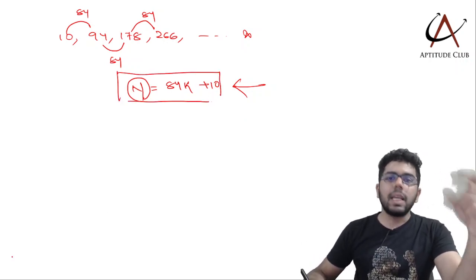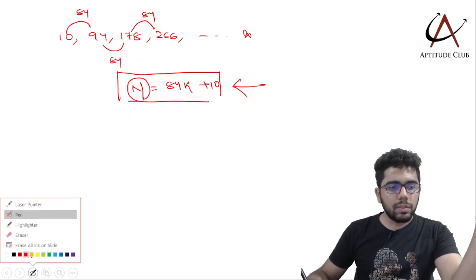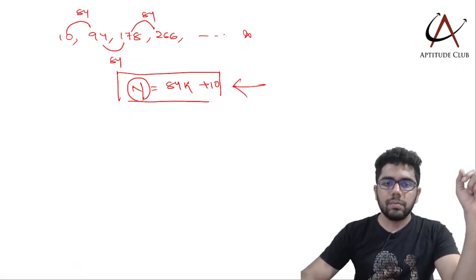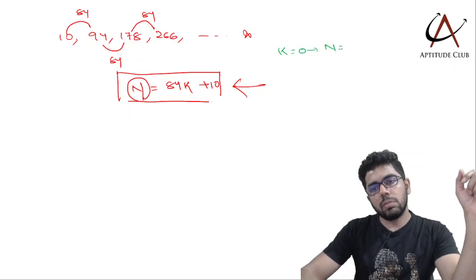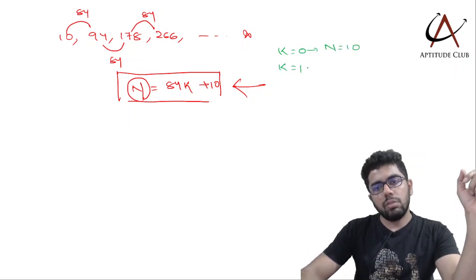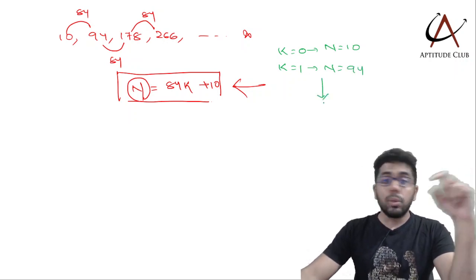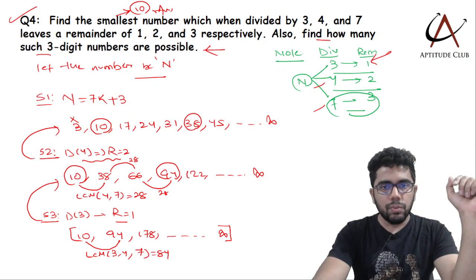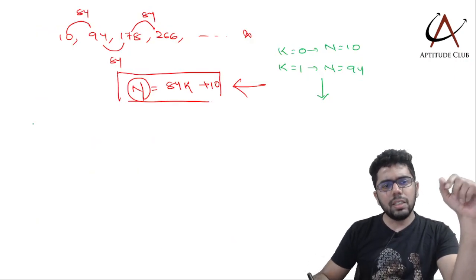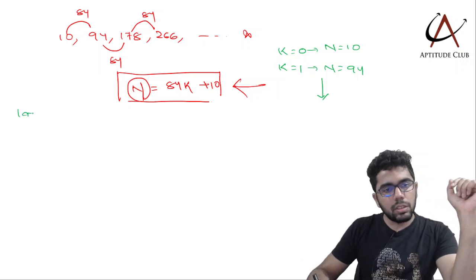Whatever values of k you put, you will get the value of n accordingly. k equal to 0, you get the smallest number n equal to 10. k equal to 1, you get n equal to 94, and so on. The question is saying, how many such 3-digit numbers are possible? So for 3-digit numbers, first let us write the last 3-digit number. Which is the largest 3-digit number?